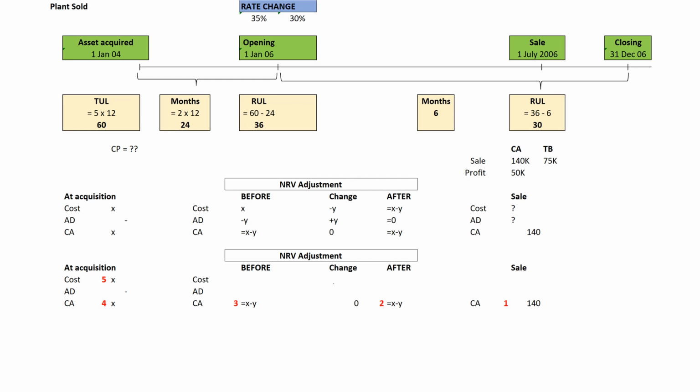Then we will get the cost. We will then get the cost before the NRV adjustment, and then depreciate. Then we will perform the NRV adjustment, and then we will end up with our cost and our accumulated depreciation after the NRV adjustment. Our final step would be to get the cost of the asset disposed of at the date of sale, and then we will get the accumulated depreciation of the asset at the date of sale.